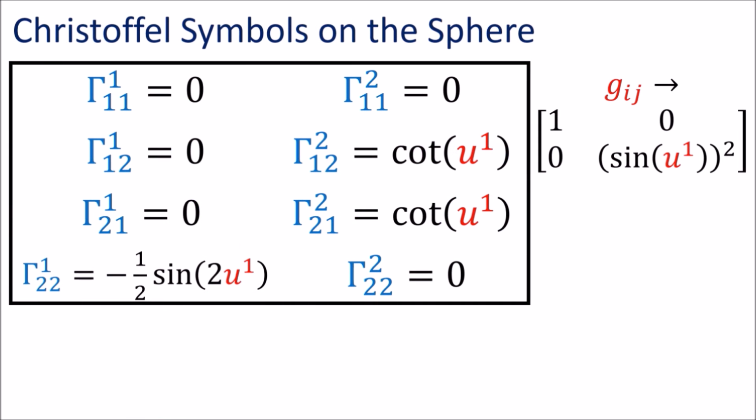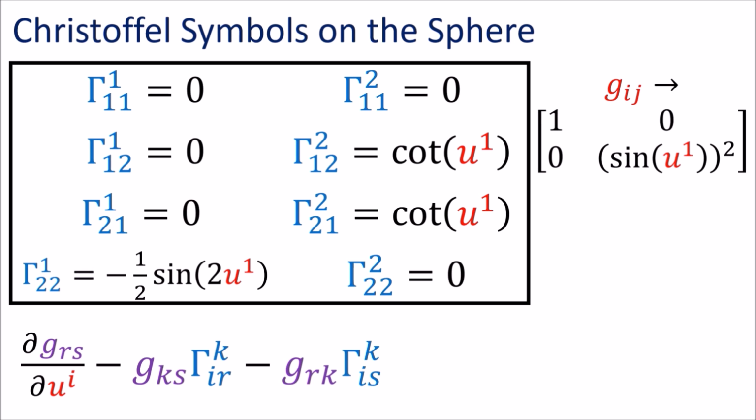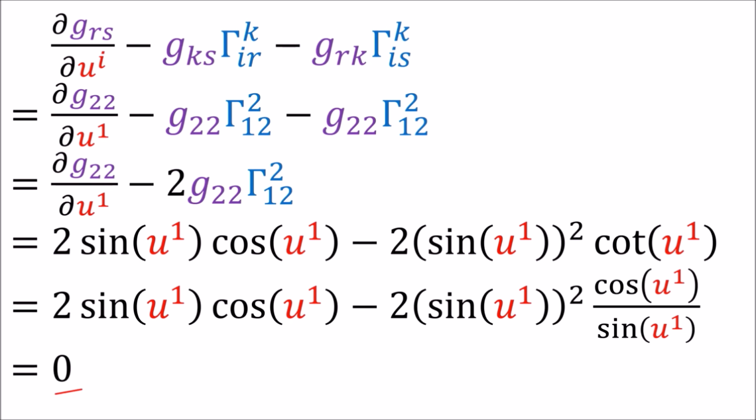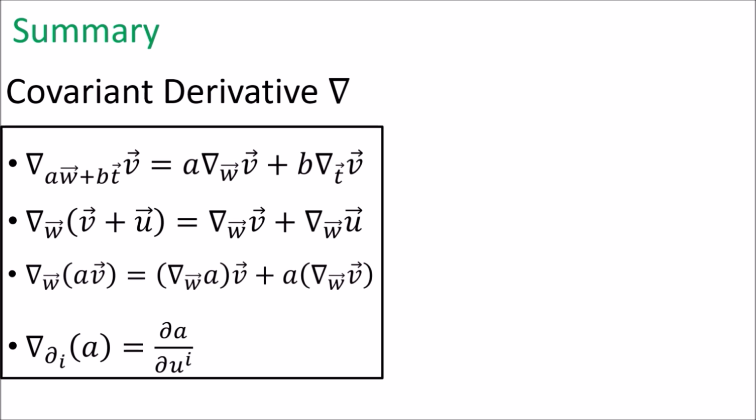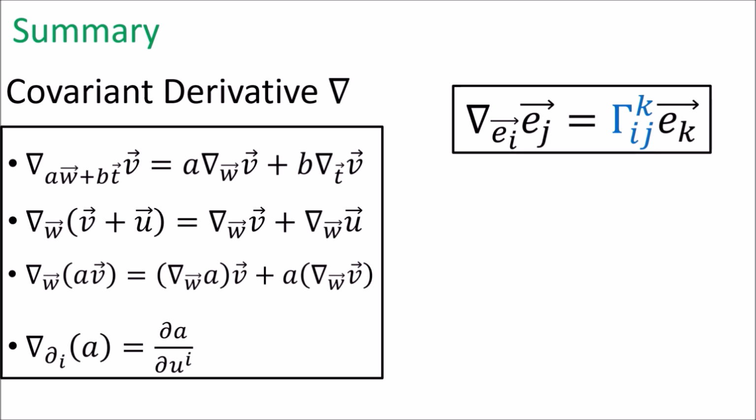And if you recall the Christoffel symbols that we derived for the sphere, if we compute the covariant derivative of the metric tensor, we do indeed find that the result is equal to 0. And that's true for all curved spaces as long as the metric compatibility property is true. So we've learned a lot in this video, but to summarize everything, the abstract covariant derivative is defined using these 4 properties here. And we can expand the covariant derivative using the Christoffel symbols.